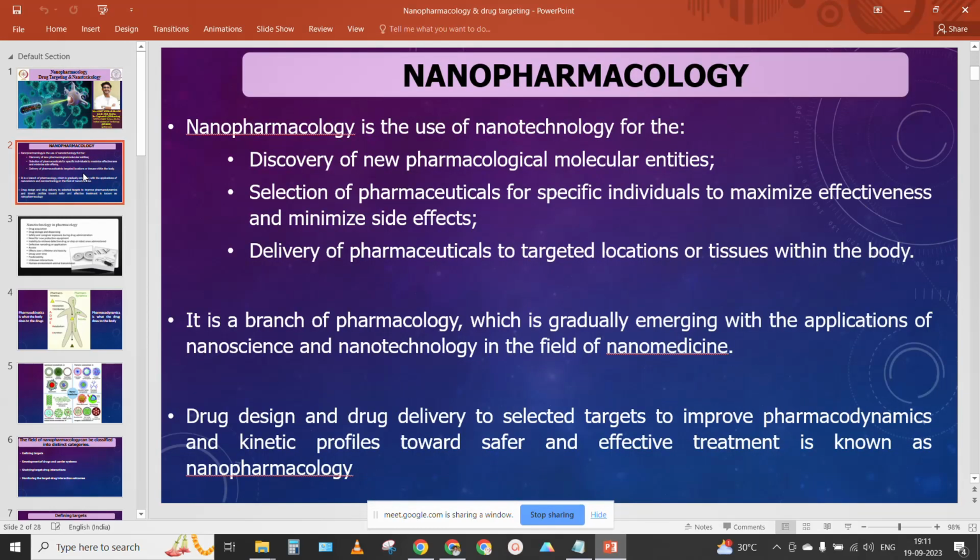Nanopharmacology is the use of nanotechnology for the discovery of new pharmacological molecular entities, the selection of pharmaceuticals for specific individuals to maximize effectiveness and minimize side effects, and delivery of pharmaceuticals to targeted locations or tissues within the body. It is a branch of pharmacology which is gradually emerging with the applications of nanoscience and nanotechnology in the field of nanomedicine. So, drug design and drug delivery to selected targets to improve pharmacodynamic and pharmacokinetic profiles towards safer and effective treatment is known as nanopharmacology.